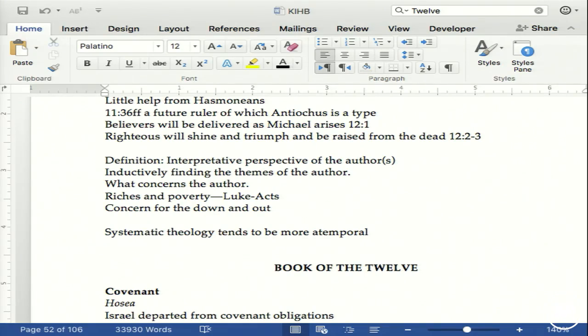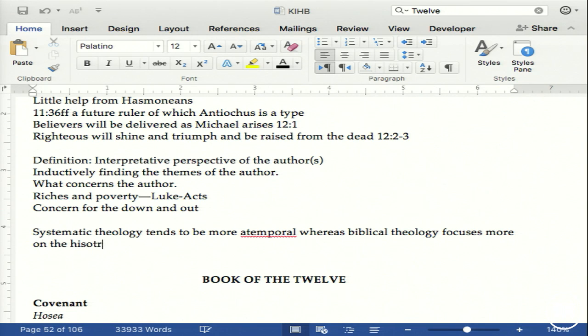Systematic theology, I mentioned this yesterday, tends to be, notice the word tends to be more atemporal. Whereas biblical theology focuses, and I said this yesterday, more on the historical timeline by which the story unfolds. And of course we've been doing that in this class. Maybe more historically centered and based.